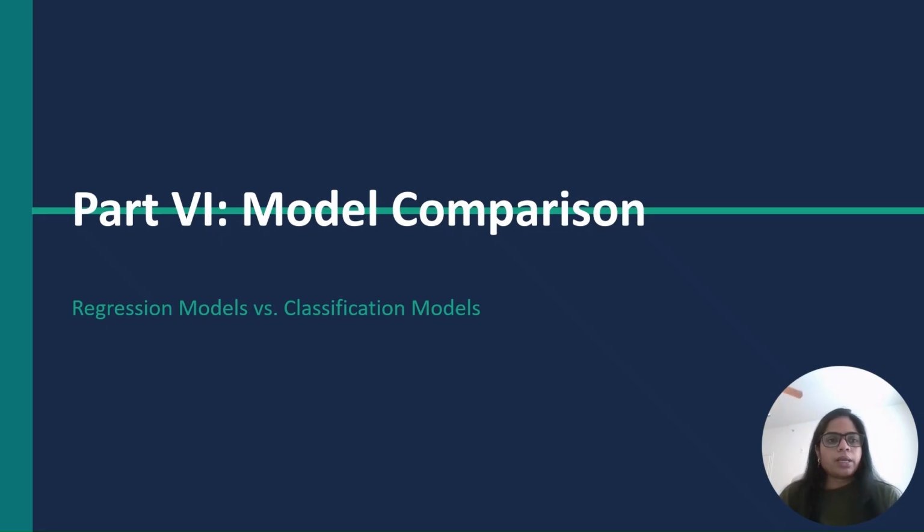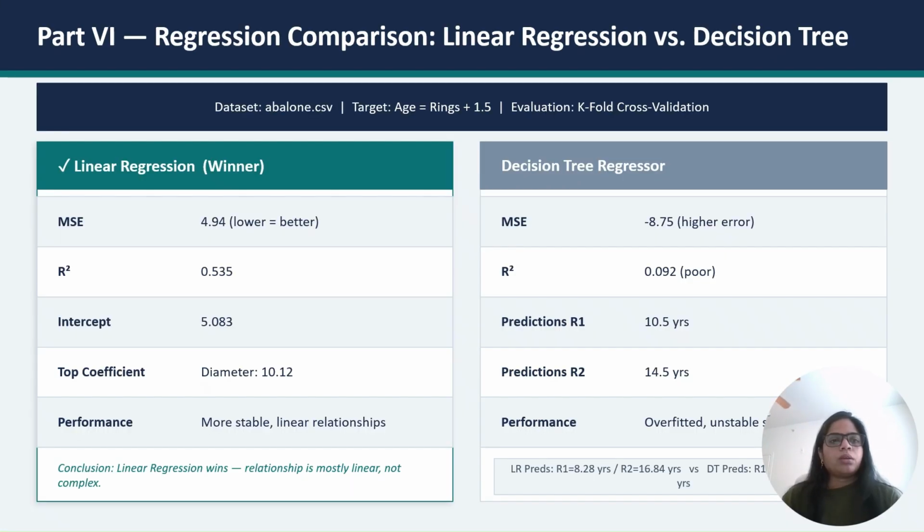Hi, in this slide I'm going to discuss model comparisons. I compared two regression models and two classification models, which I will be discussing in the subsequent slides. In this slide, I compared two regression models, linear regression and decision tree regressor. The dataset avalon.csv has been used to build the linear regression and decision tree regression algorithms.